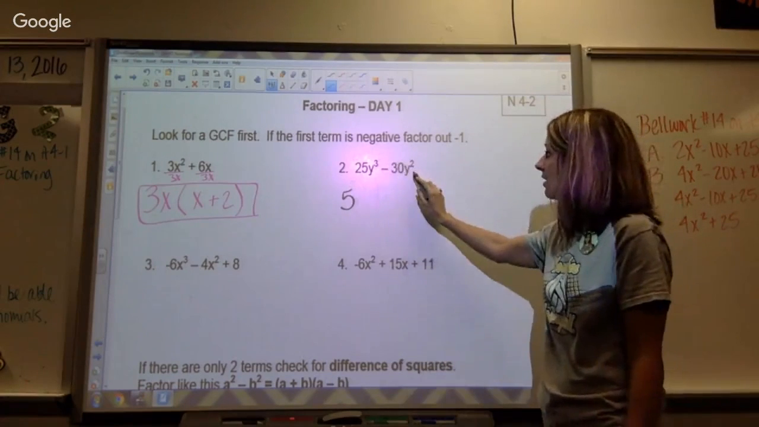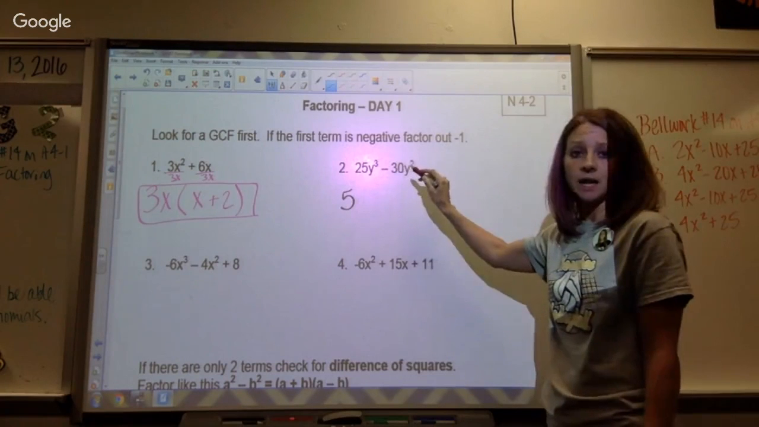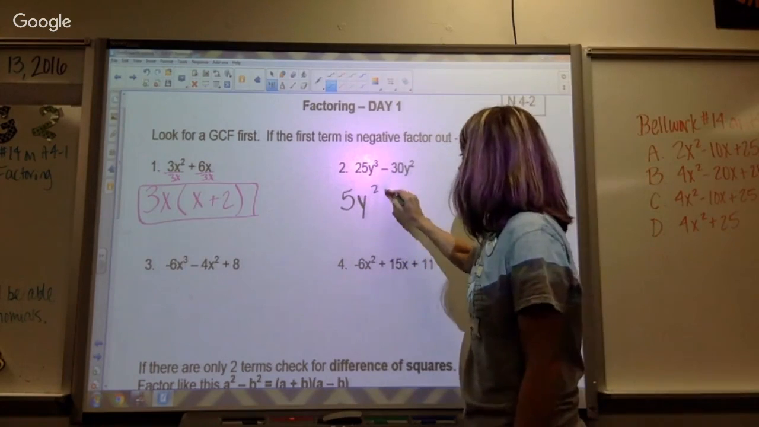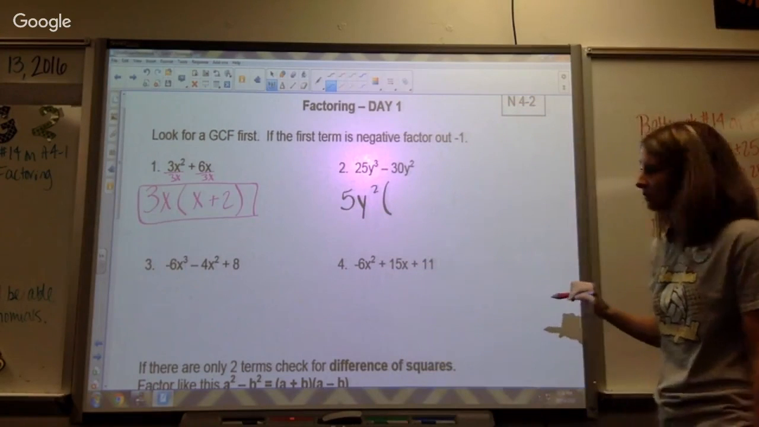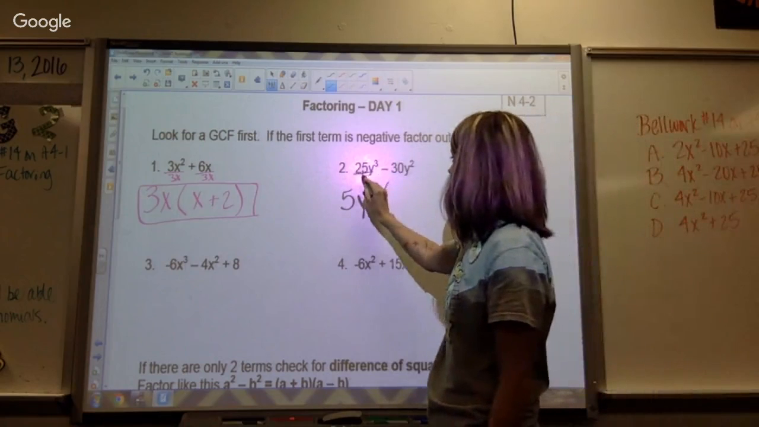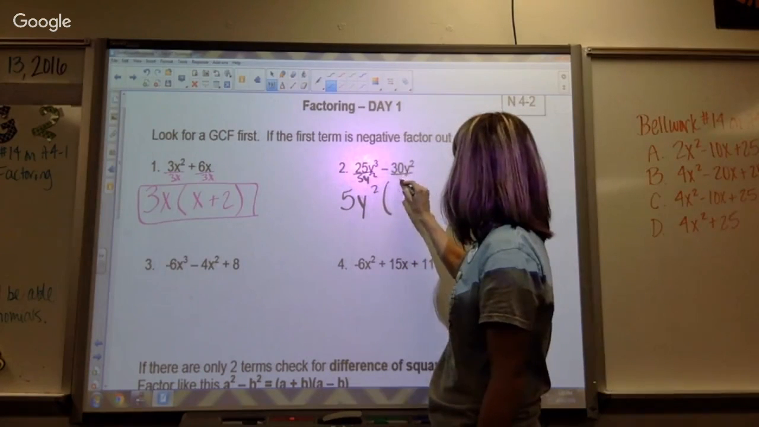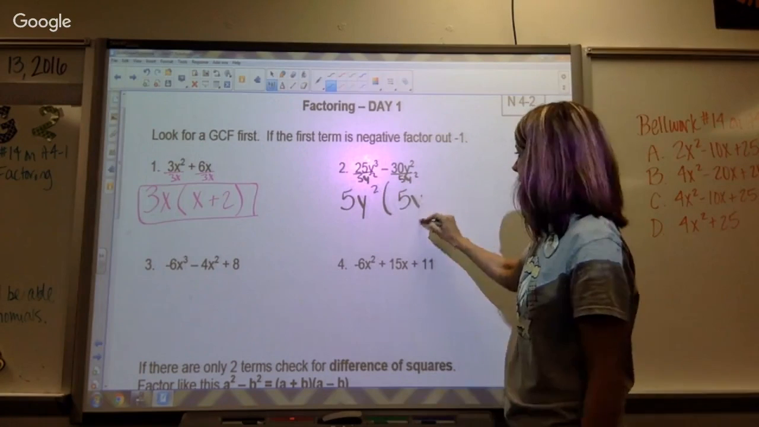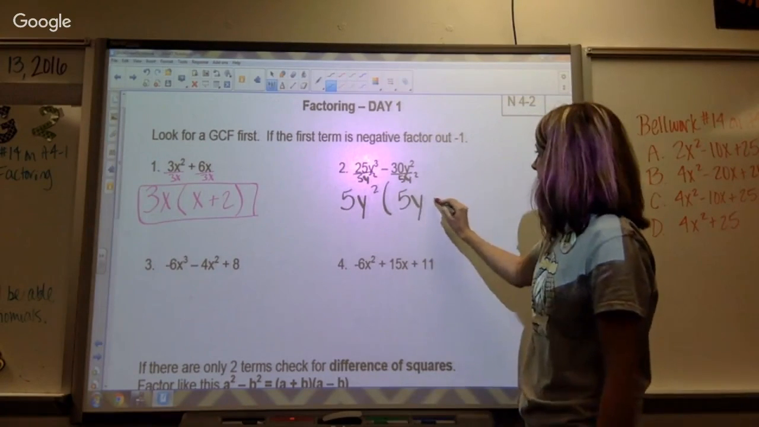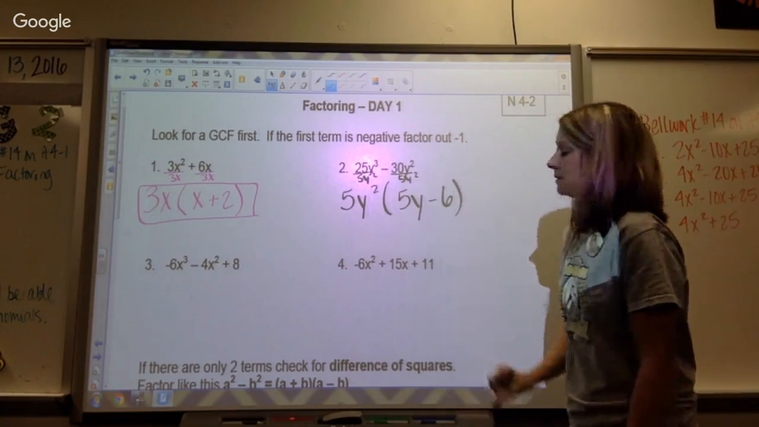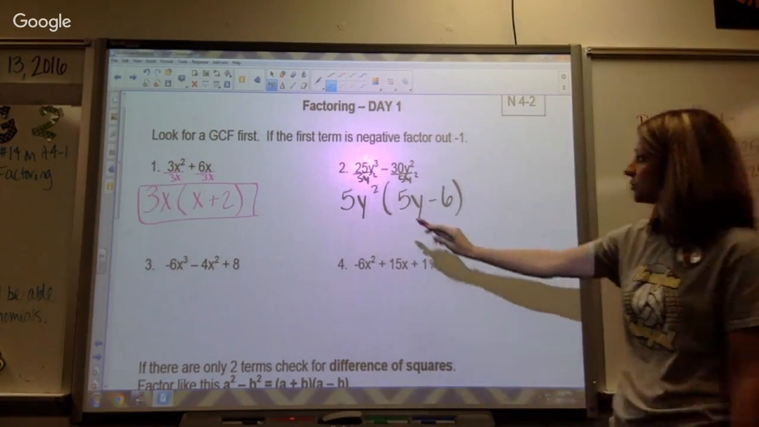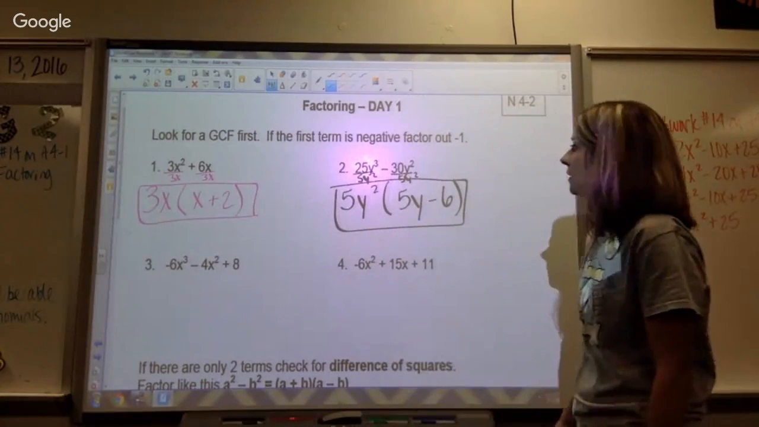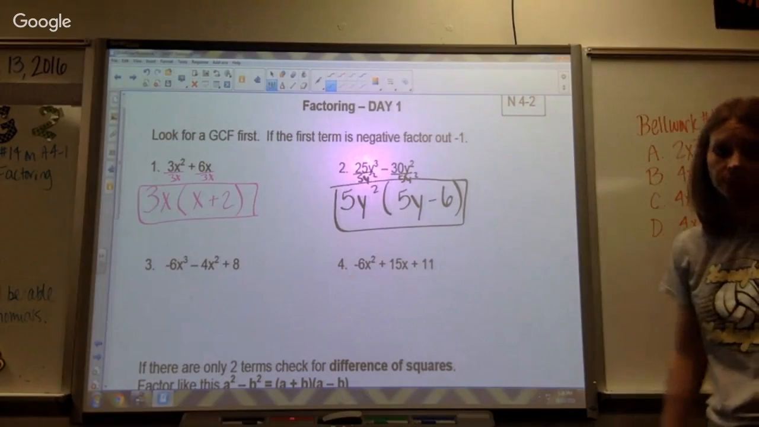If they both have that variable in common, you're always taking out whatever the smallest one is that you have, which would be y squared. So 5y squared would be your GCF. You're going to divide each one by whatever that GCF is. So you'd be left with 5y minus 6. If you were to distribute, you should end up getting 25y cubed minus 30y squared.